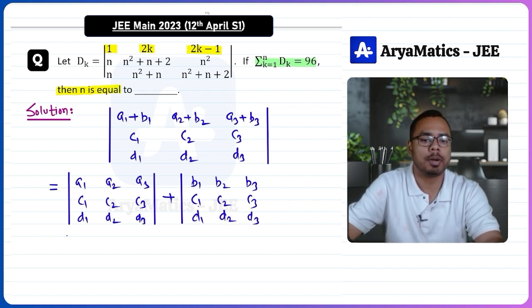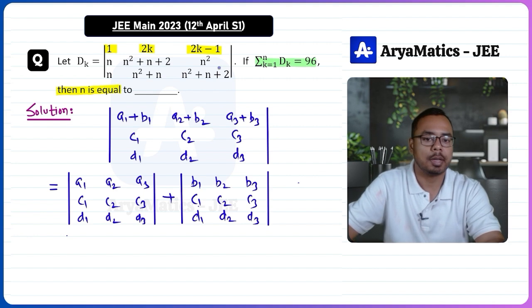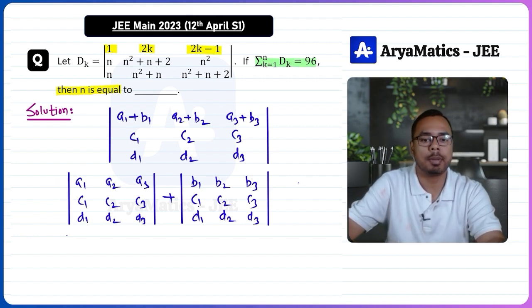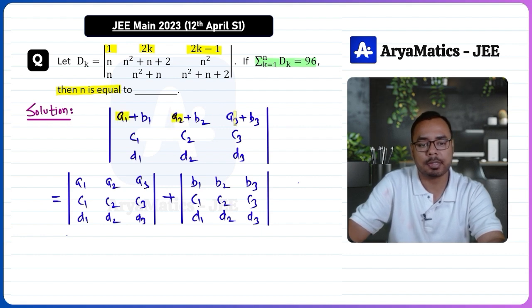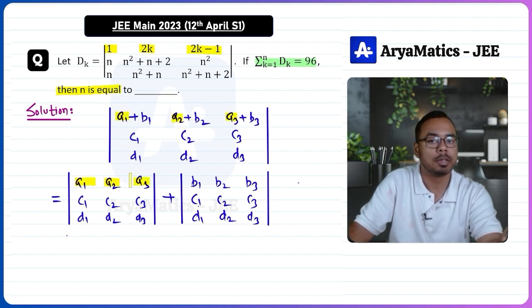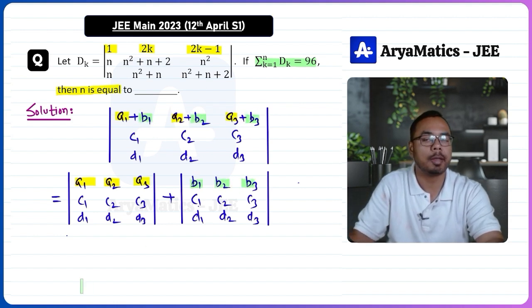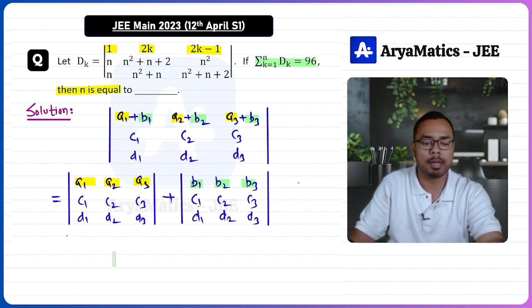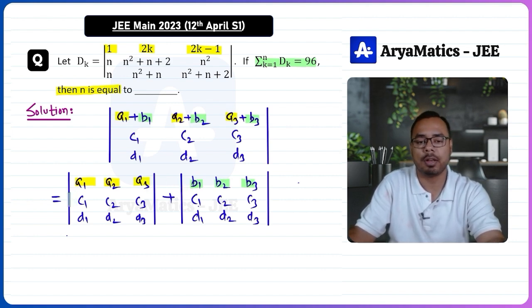Now, this is one important property that we are going to use in this problem. If any one row or any one column is a sum of two elements, then you can split that determinant as a sum of two determinants. The second and third rows you will keep the same, and the first row of the first determinant will contain a1, a2, a3, and the first row of the second determinant will be b1, b2, b3. Now, we can use this property in reverse also. That means if I have two determinants and for both of them the second and third rows are the same, then we can add the corresponding elements of the first row, and we can do this column-wise also.